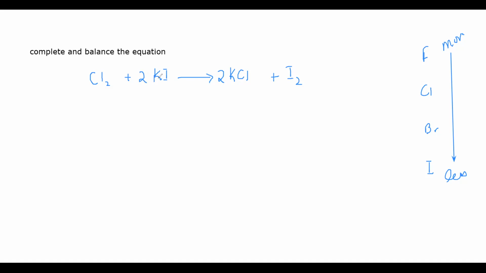And when we substitute 2, on both sides we have 2 potassium. The equation is balanced in terms of potassium, in terms of iodine, and in terms of chlorine. If I give the state symbols, chlorine is a gas, potassium iodide is aqueous, potassium chloride is also aqueous, and iodine is solid. And the question is, write an ionic equation for this reaction.